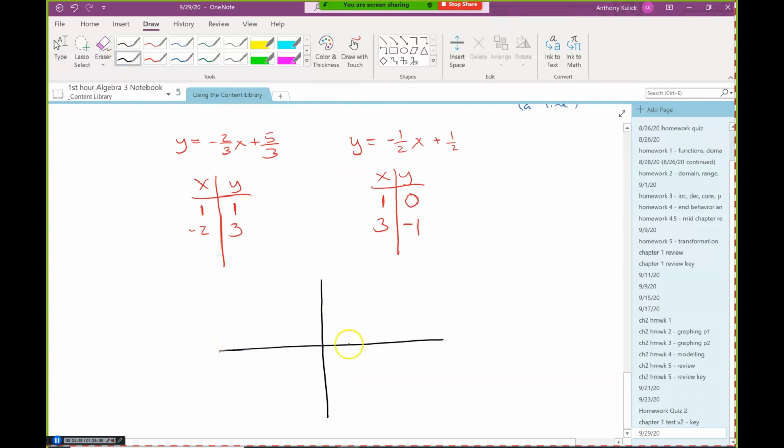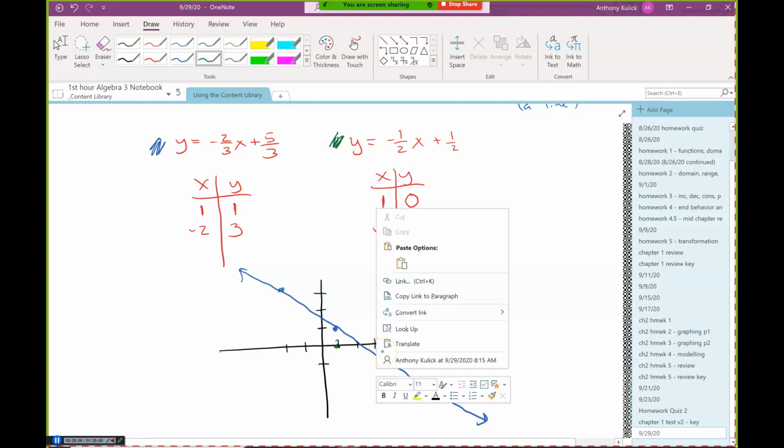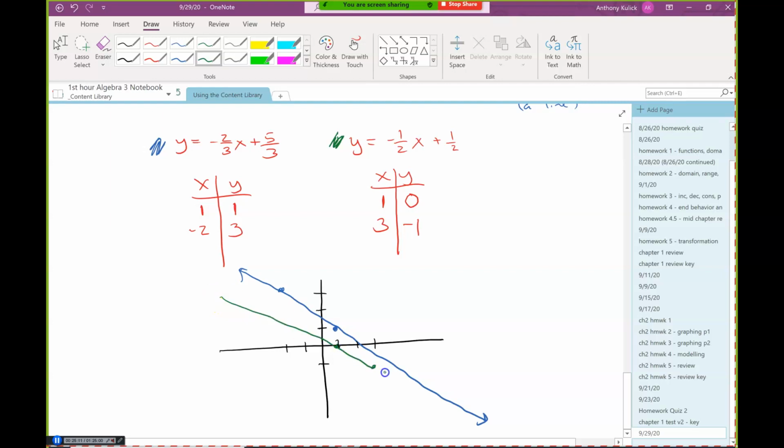So we'll draw an xy axis. Okay. So I'm going to graph this first one in blue and the second one in green. So I have the point 1, 1. And then negative 2, positive 3. And then the other one I have 1, 0. And then 3, negative 1. And it looks like my intersection then is happening out here.